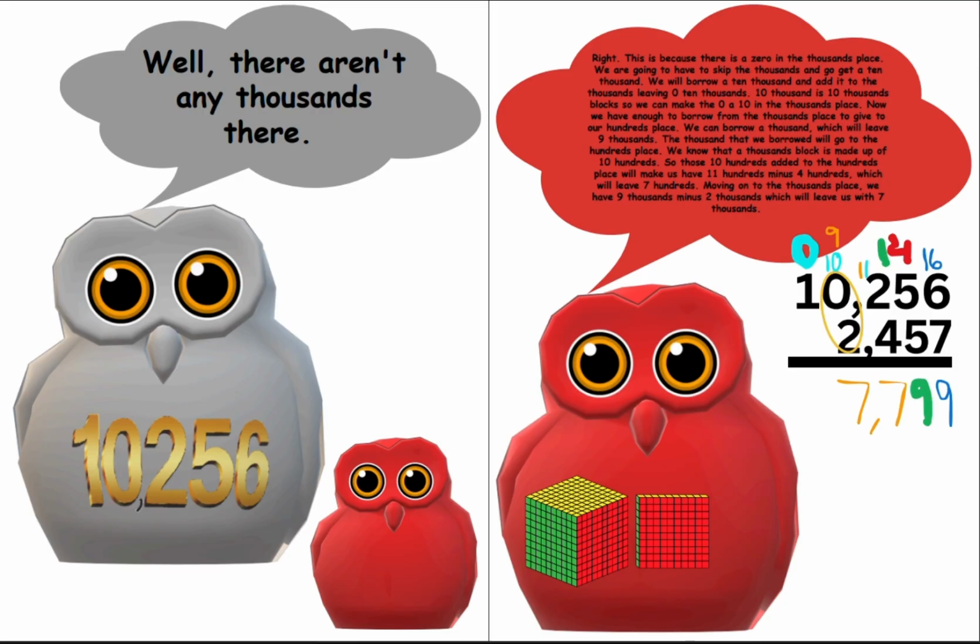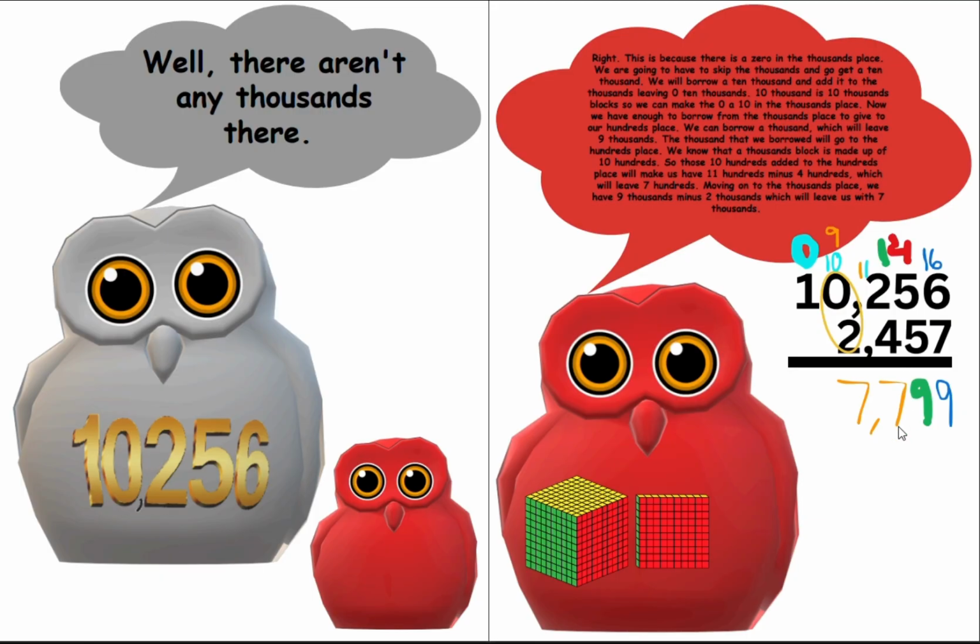10,000s. 10,000 is 10 thousands blocks. So we can make the 0 a 10 in the thousands place. Now we have enough to borrow from the thousands place to give to our hundreds place. We can borrow 1,000, which will leave 9,000s. The 1,000 that we borrowed will go to the hundreds place. We know that a thousands block is made up of 10 hundreds. So those 10 hundreds added to the hundreds place will make us have 11 hundreds minus 4 hundreds, which will leave us with 7 hundreds.